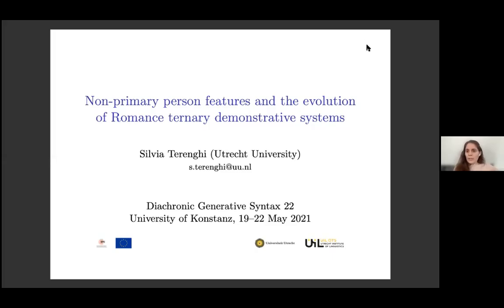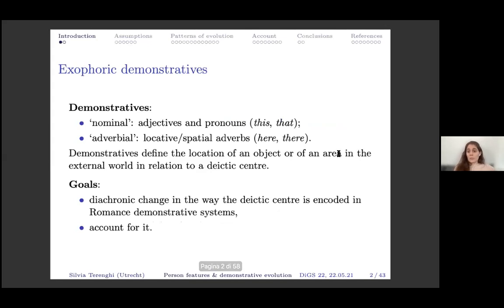Hello, everyone. Today's talk will be about non-primary person features and the evolution of Romance ternary demonstrative systems. So I will be focusing a lot on demonstrative forms.